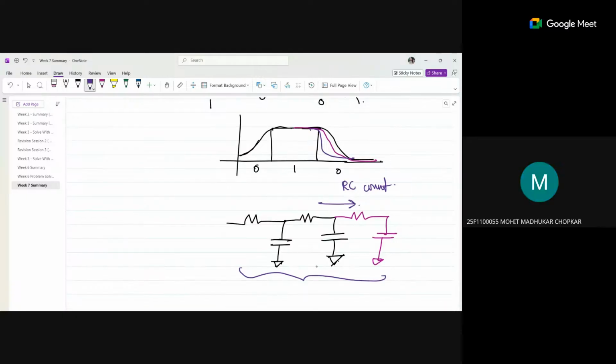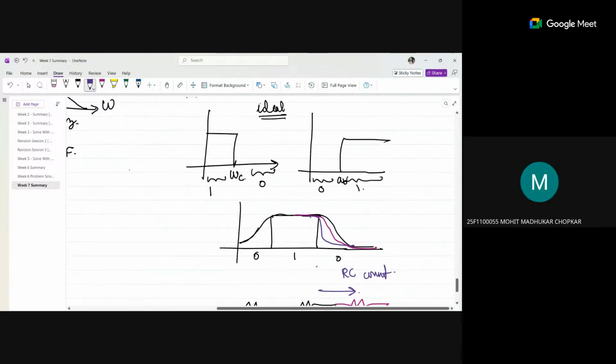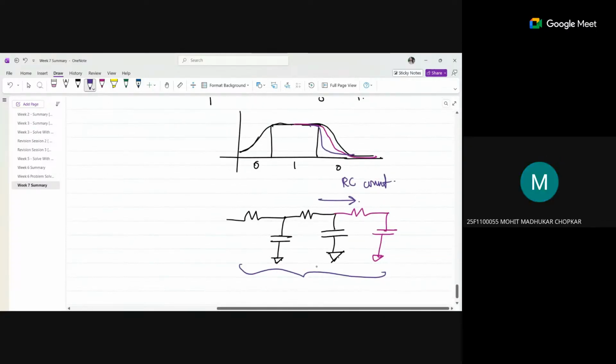Are you guys understanding the point? Yes, ma'am. If you connect many RCs, then it is a complicated circuit. Calculations will be complicated. It will become bulky. These are the complications also.